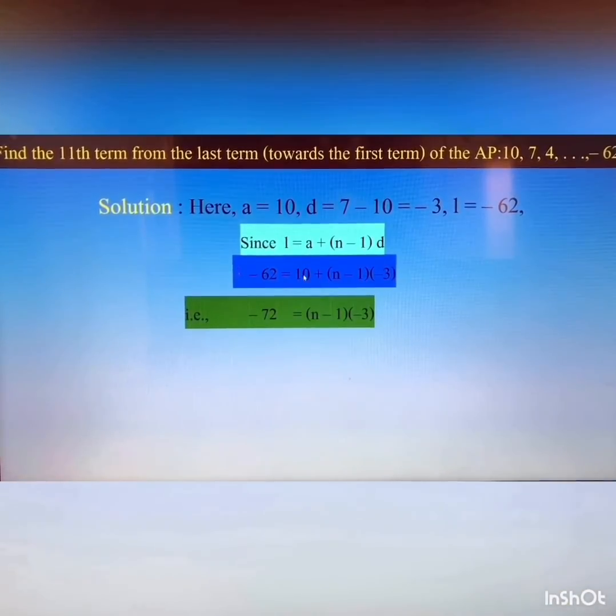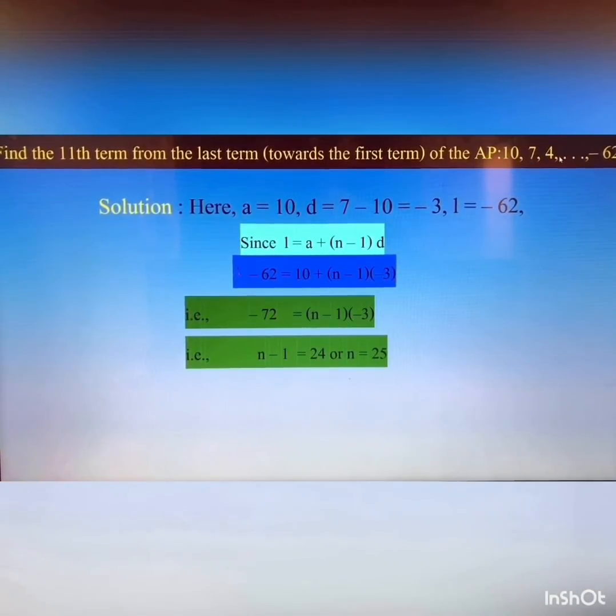Because this 10 is transposed to the left side, so this is minus 10. Minus 62 and minus 10, that is minus 72. And (N minus 1) multiplied by minus 3. So we will get N minus 1 equal to 24, which means N equal to 25. It means this series contains 25 terms.